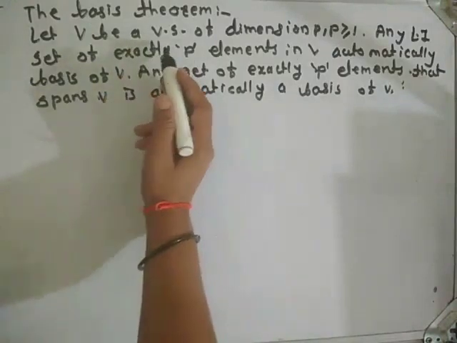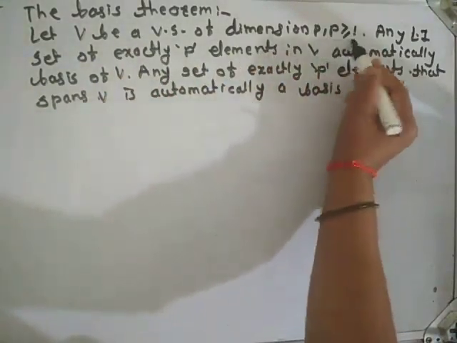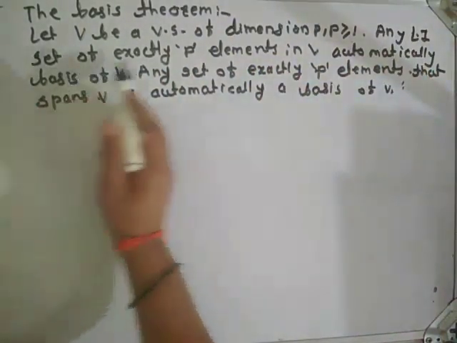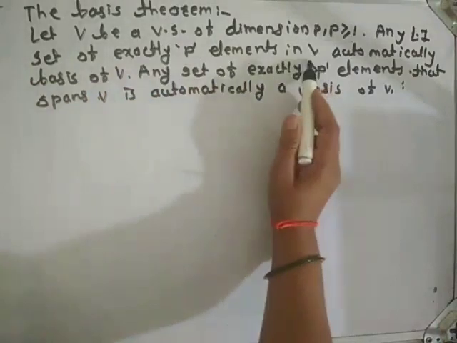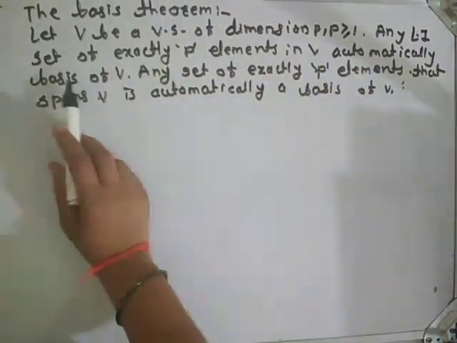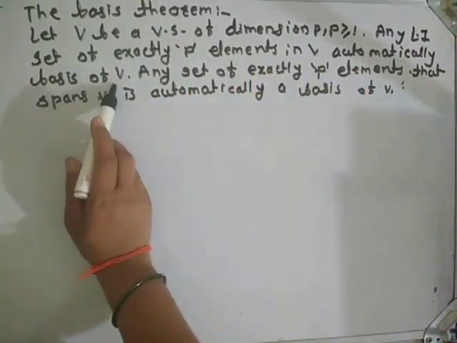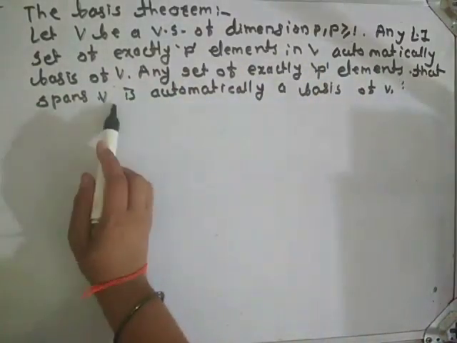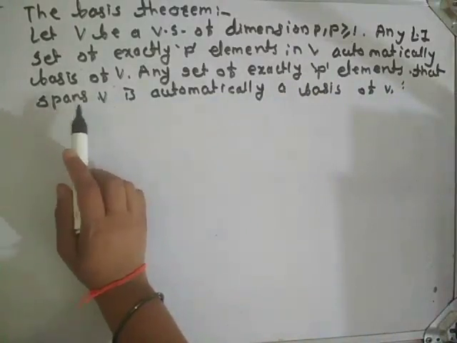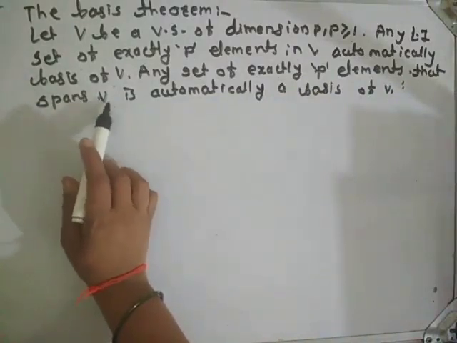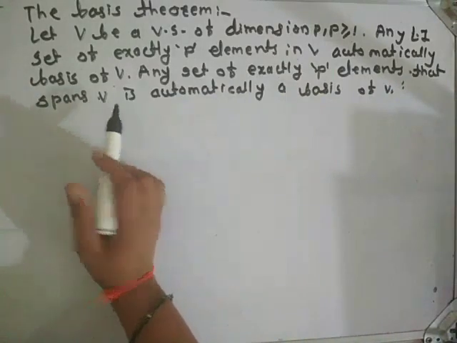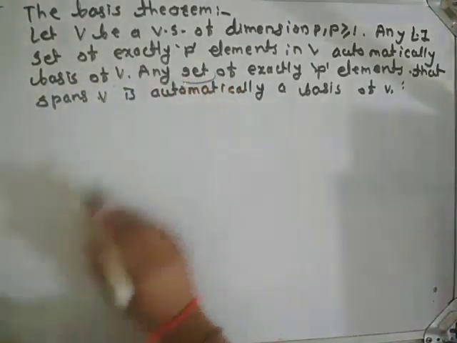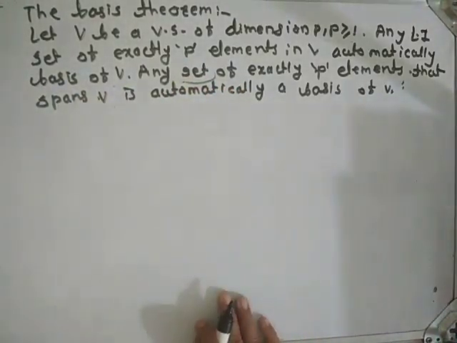We take a vector space of dimension p where p is greater than or equal to 1. Any linearly independent set of exactly p elements in V is automatically a basis of V. And any set of exactly p elements that spans V, which means every vector in V can be written as a linear combination of vectors in this set, is automatically a basis of V.